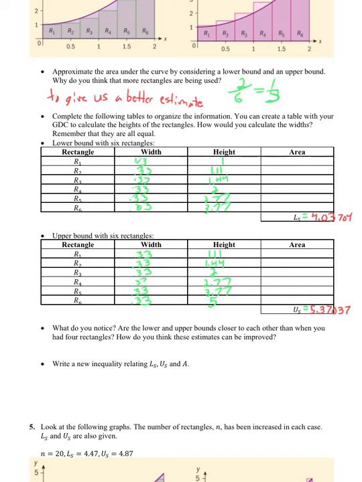So are the lower bounds and upper bounds closer? Yes, they are closer. How do you think these estimates can be improved? We can improve by adding more triangles, or more rectangles. Okay. And it says write a new inequality. Well, the inequality is going to be the exact same. The lower bound is still less than the area, still less than the upper bound.